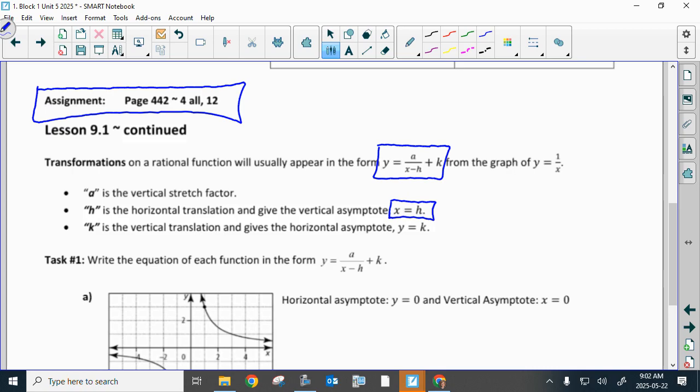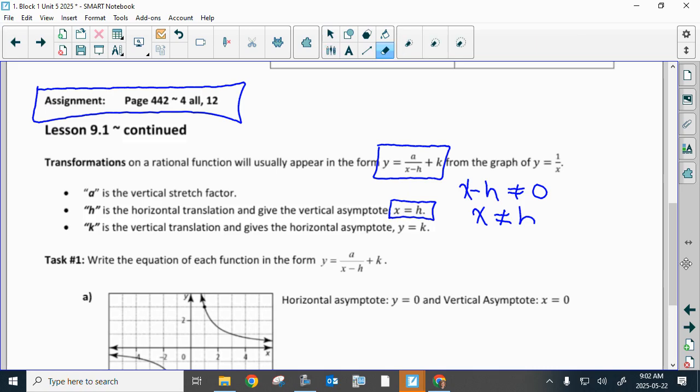Sorry, horizontal. I've got the words mixed up, don't I? No. x minus h can never equal 0. x can never be h. That's the vertical asymptote. Horizontal translation, vertical. Sorry, I just wasn't reading the whole thing. Horizontal translation gives you the vertical asymptote, and then the vertical translation will give you the horizontal asymptote.